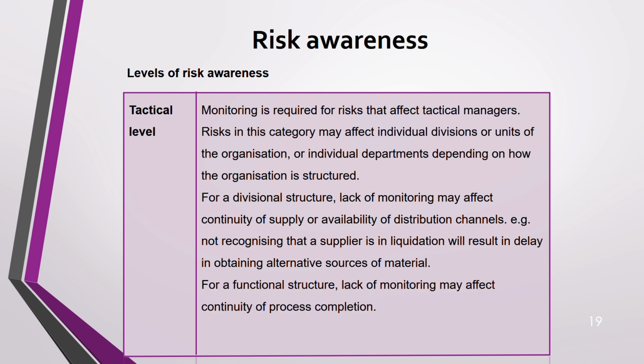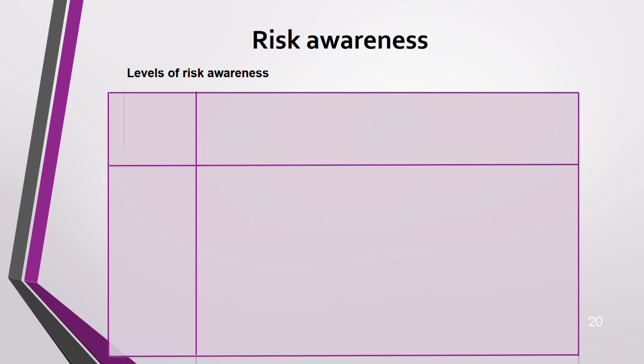If it's a functional structure, continuity of process is affected, because functional works, one works on the other, one is dependent on the other, the process is like a cycle. So if one is not functioning, it will affect the other, and the process will not be completed.